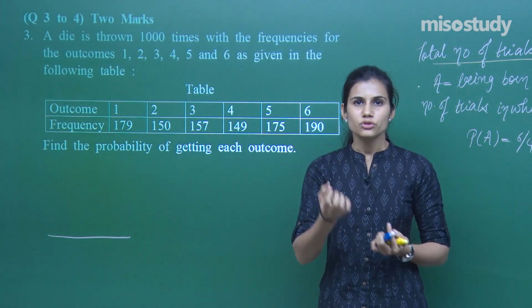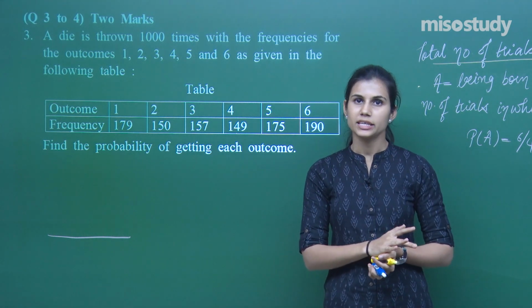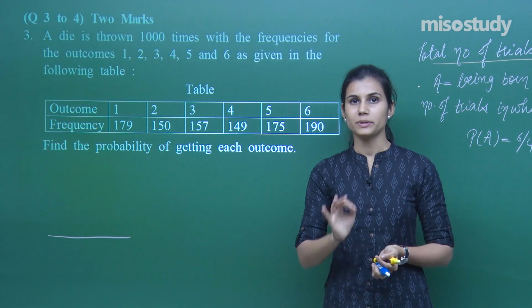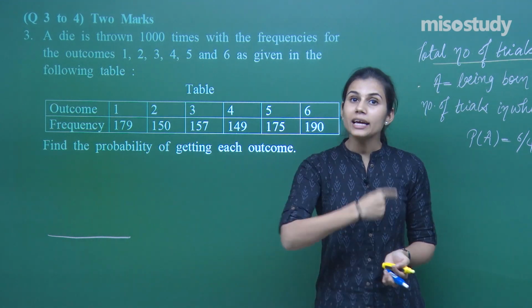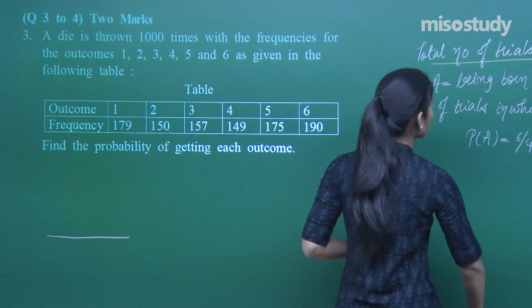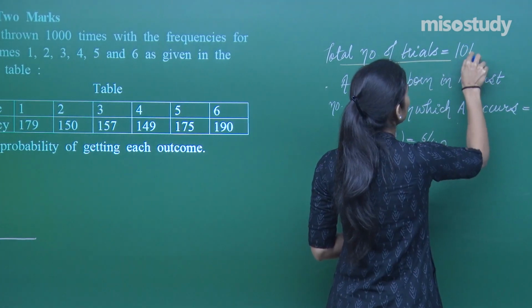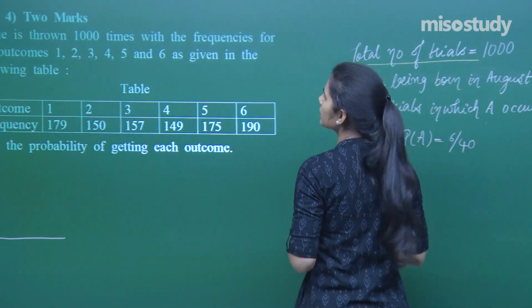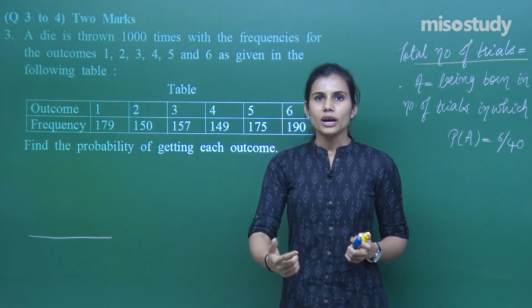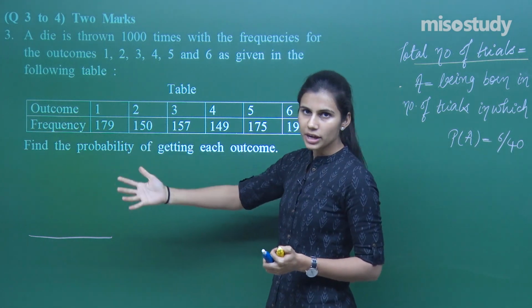Now you know that when you throw a die, there are 6 possible outcomes, 6 elementary events associated with it. So 6 possible outcomes, and 1000 trials of throwing a die have been performed. So the total number of trials in this question is given as 1000. In each trial you get an outcome from 1 to 6. Okay, 1000 trials have been performed.